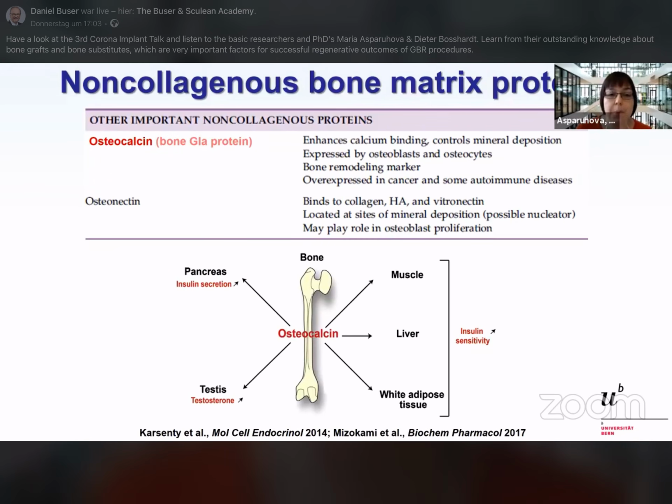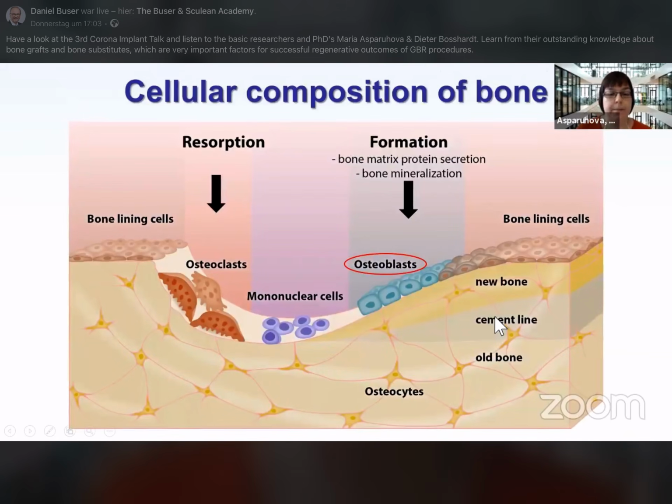Osteocalcin is the most abundant non-collagenous bone matrix protein, which enhances calcium binding and controls mineral deposition. It is used as a marker of bone formation and also acts as a hormone regulating the energy metabolism in various tissues. The non-collagenous bone matrix proteins that I listed serve as markers of bone formation, a process carried out by osteoblasts.